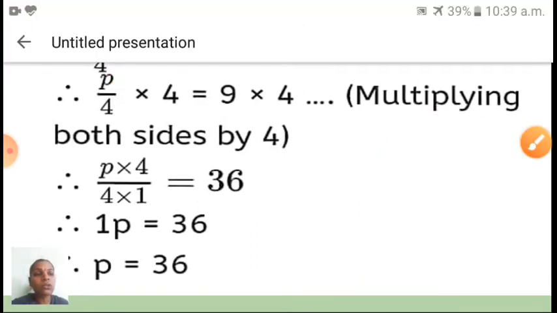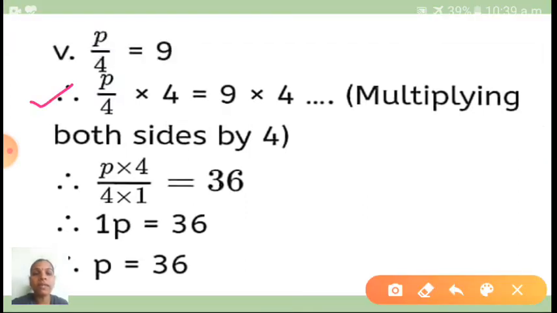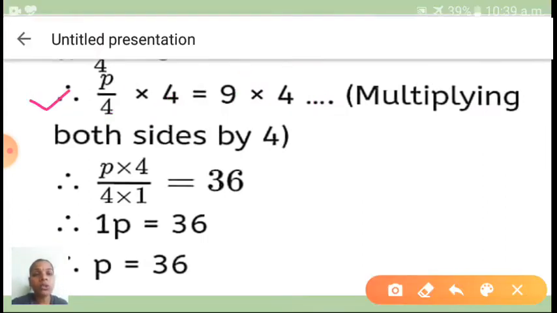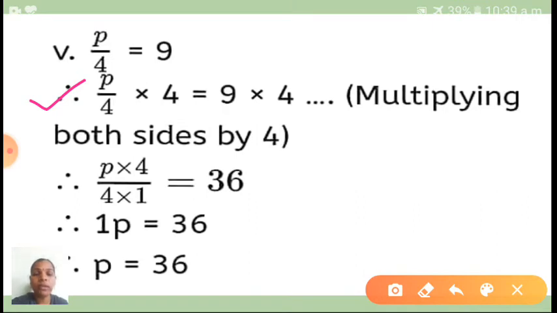See here, in the first step I have written P upon 4 into 4. Then only we can remove this 4. At the same time, on the right hand side also you have to multiply by 4. I hope you understood this step. P upon 4 into 4 is equal to 9 into 4. Write this in your notebook: multiplying both sides by 4.